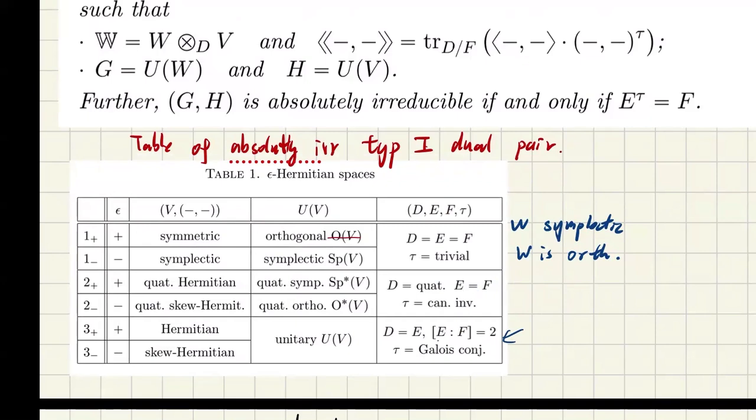E is a degree 2 extension of F, tau is a Galois conjugation, so E tau is equal to F. If epsilon is plus, then it's a Hermitian space, and the group is a unitary group. If epsilon is minus, then it's a skew Hermitian space, and the isometry group is again a unitary group. So it's the inner form of the type A group.